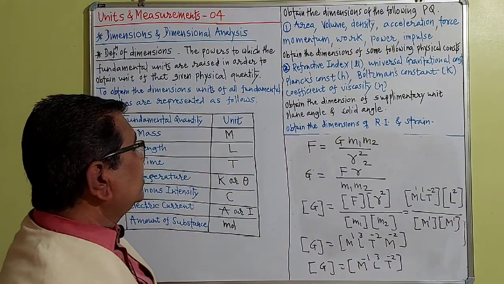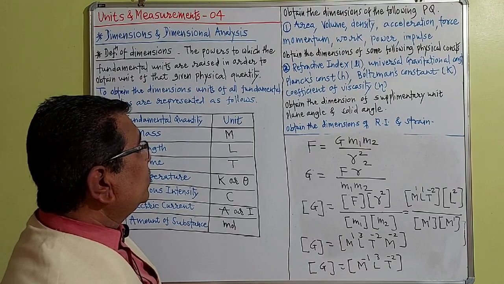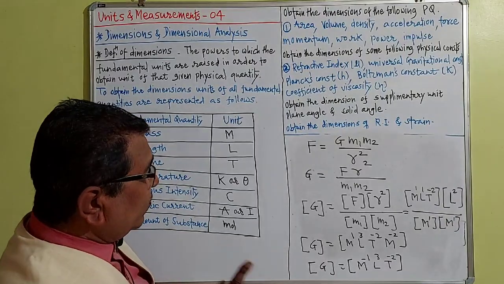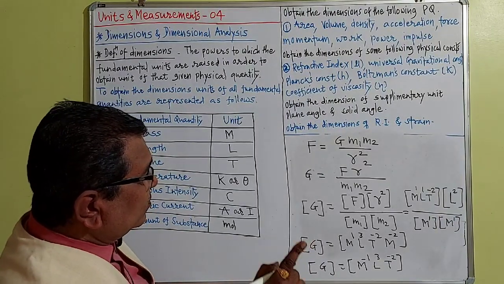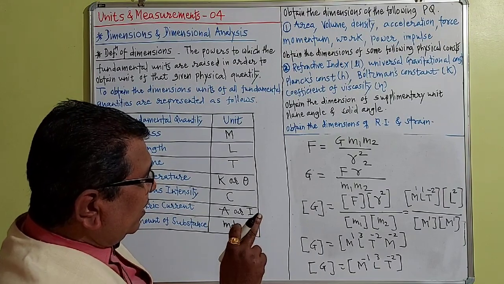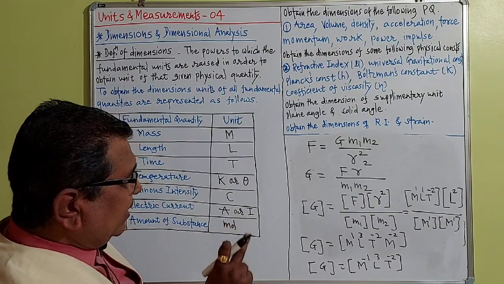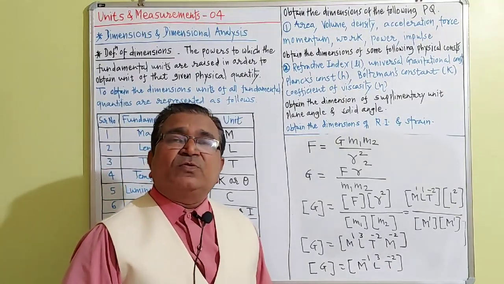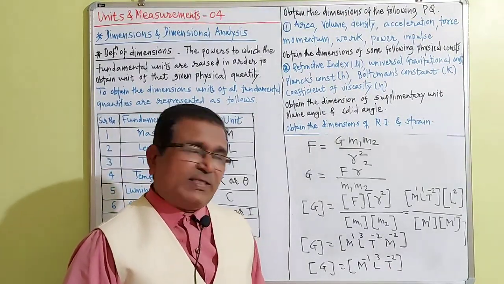So this is all about the dimension of the universal gravitational constant: M minus 1, L3 and T minus 2, correct. So this is all about the universal gravitational constant.